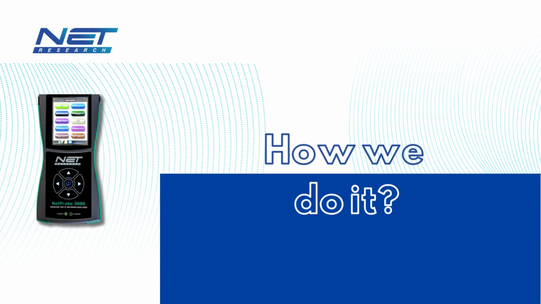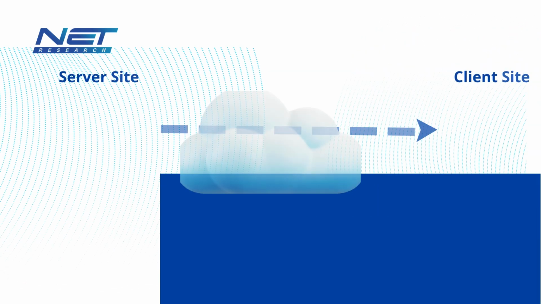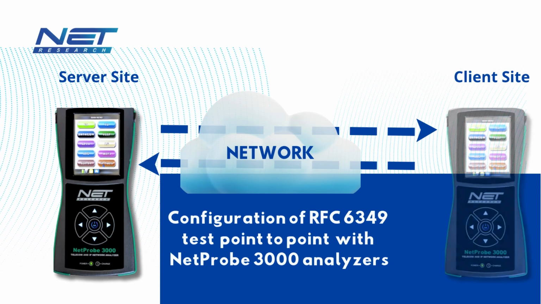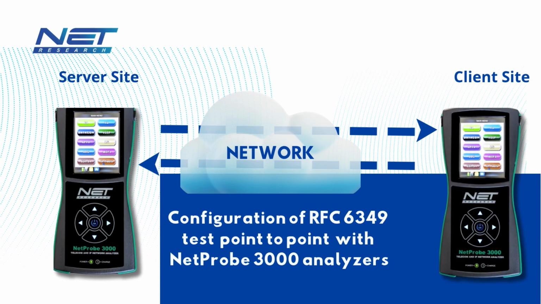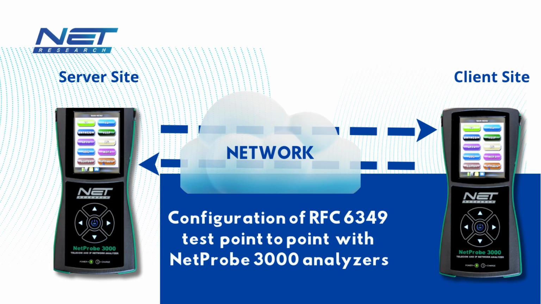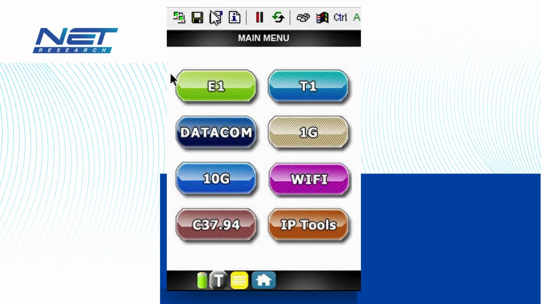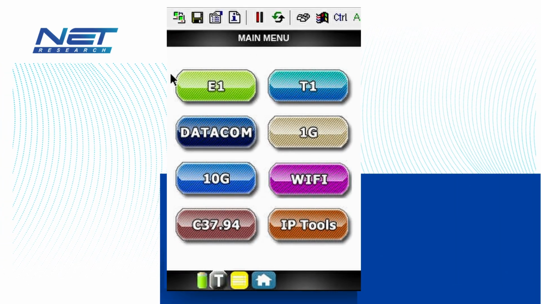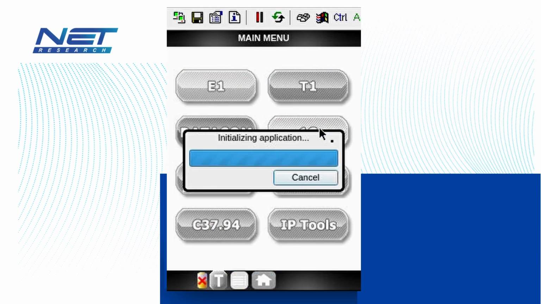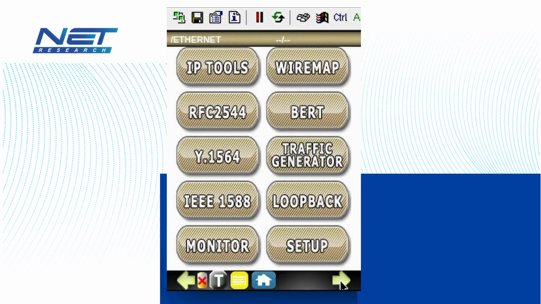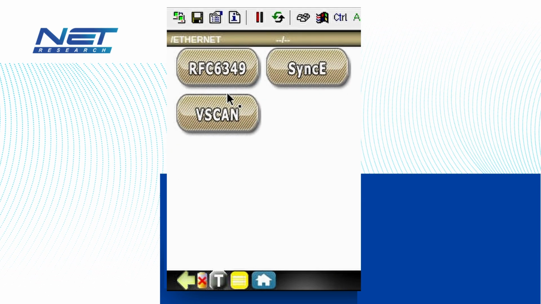How do we do it? That's how it looks. Configuration of RFC 6349. Test point-to-point with NetProbe 3000 analyzers. To run the RFC 6349 test, first select the 1G button, then go to the next test page, and finally select the RFC 6349 button.